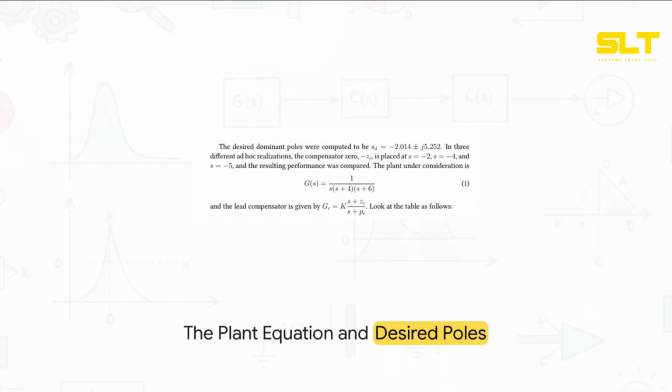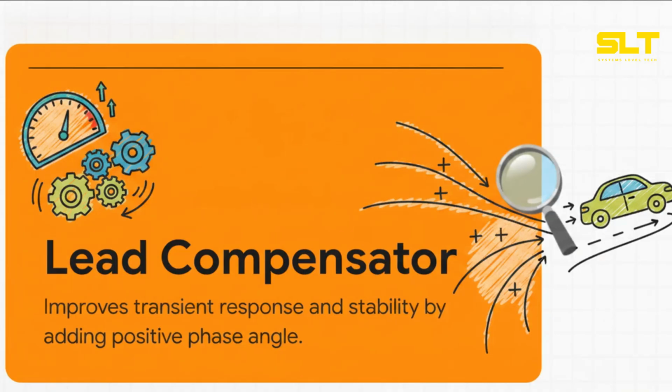First things first, let's establish the core problem we're trying to solve. We have our plant equation, G(s), which represents an uncompensated system with poles sitting at 0, -4, and -6. And frankly, by itself, this system is just inadequate. Our ultimate goal here is to force the dominant poles to sit precisely at -2.014 plus or minus j times 5.252. To wrestle the system into submission and get those poles exactly where we want them, we're going to need a highly specialized tool.